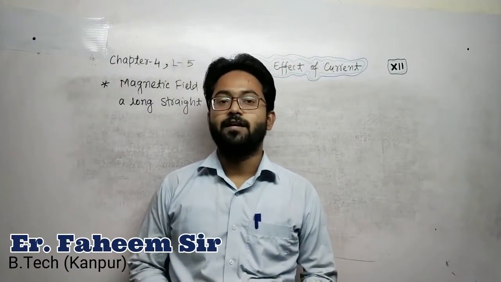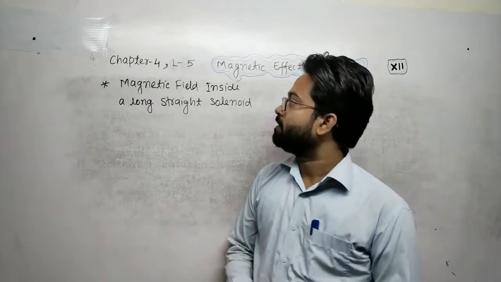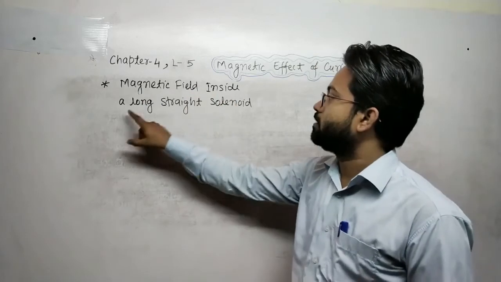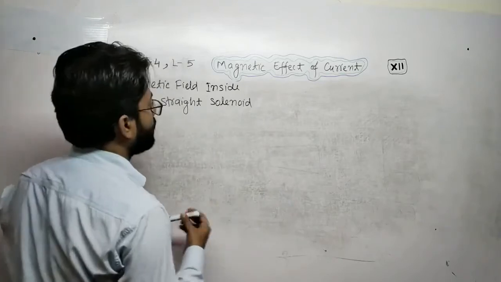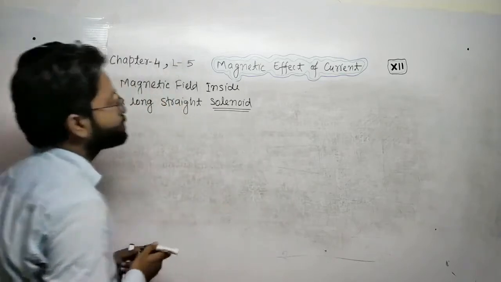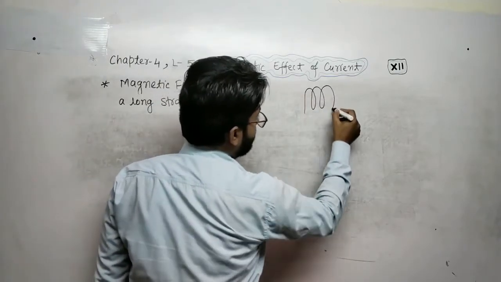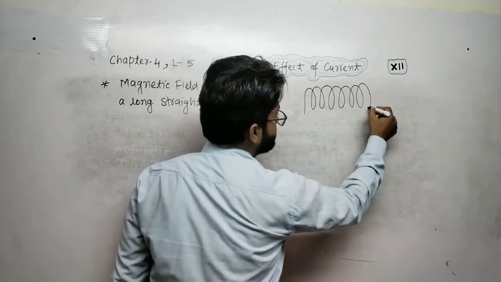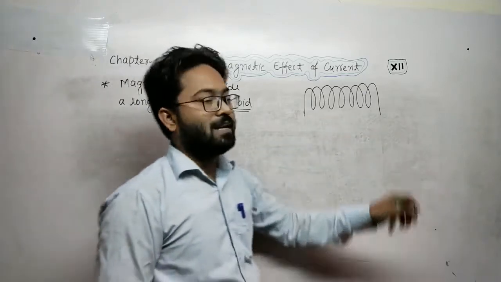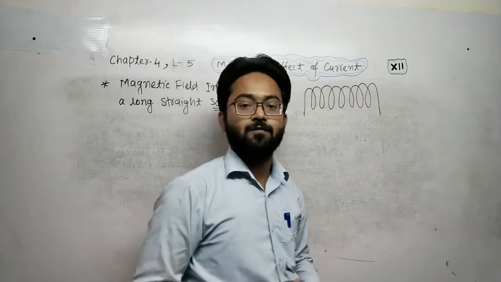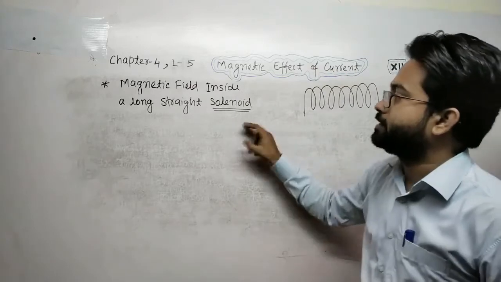Hello students, in this video we will discuss the application of Ampere's Circuital Law, and we will calculate the magnetic field inside a long straight solenoid. What is a solenoid? You all know that if you bend a wire in a spring form or in a helix form, then this becomes a solenoid.